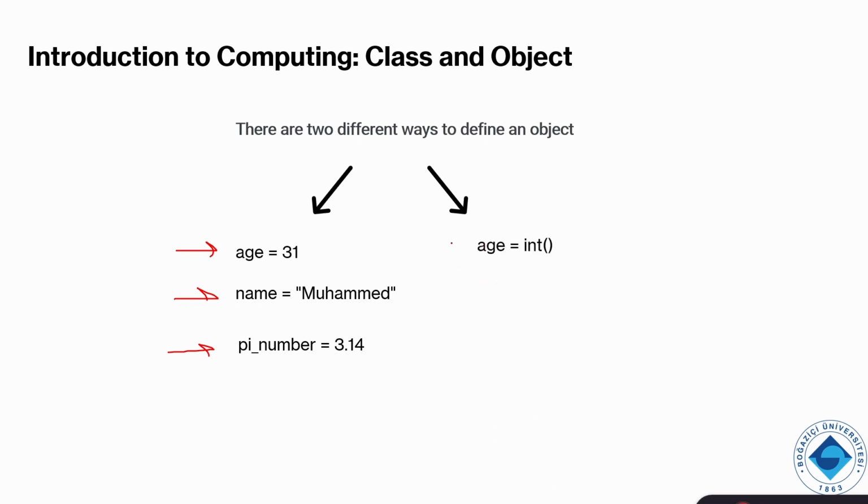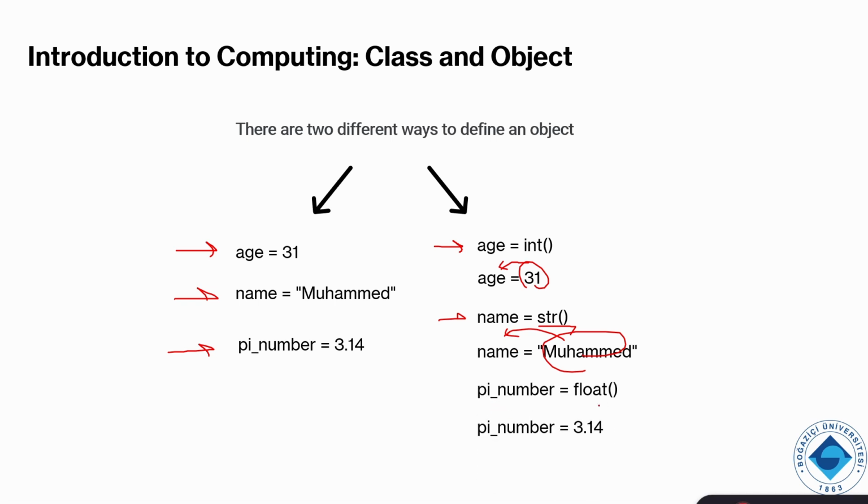First of all, we can create one integer object by writing int and function symbols. Then we can assign 31 to our integer. Likewise, we can create one string by using these symbols, then assign a value inside of it. Again, we can create a float object first by using that one, and then assign the value to our float object.